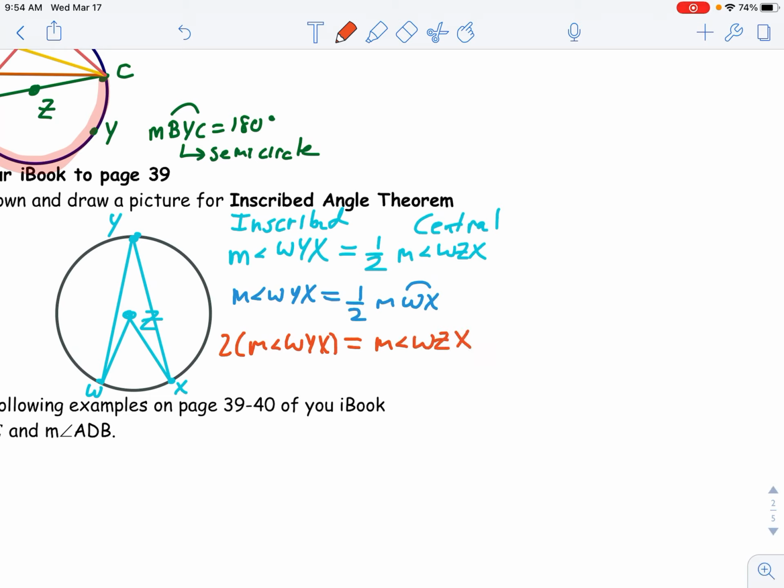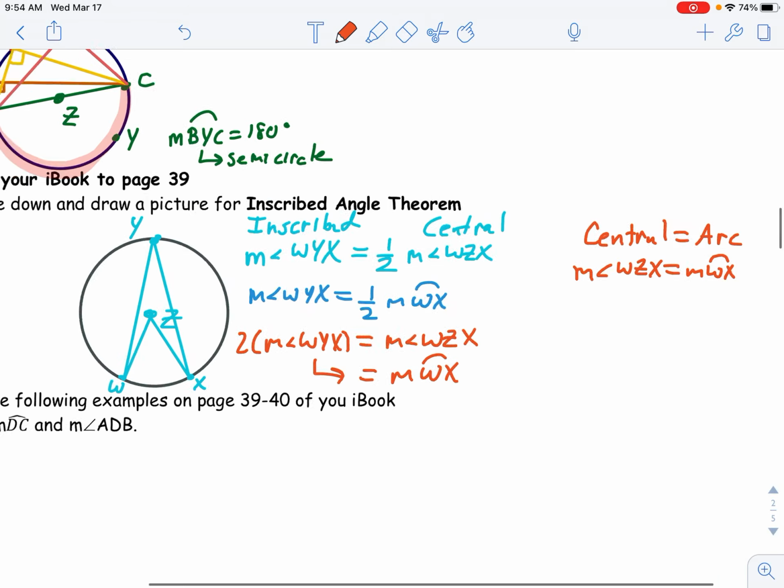And that's true for the arc measure as well. I could also say that's true for the arc. Again, a lot of letters going on right now. And remember, central angle equals the arc measure. So remember that the measure of angle WZX equals the measure of arc WX.